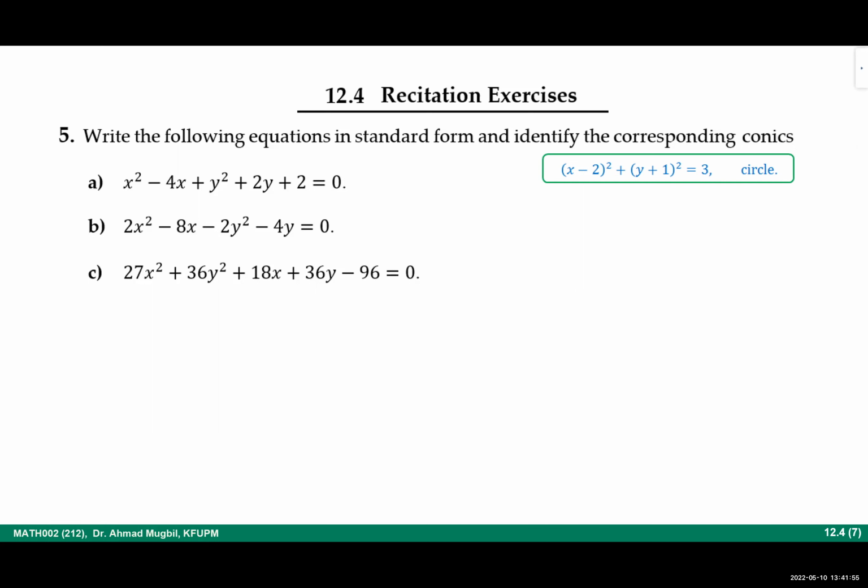B, what about B? Opposite sign. So it is expected to be what? A hyperbola, or a degenerate hyperbola. Okay. Here it is. It is a hyperbola.